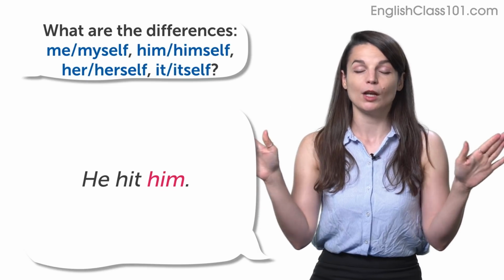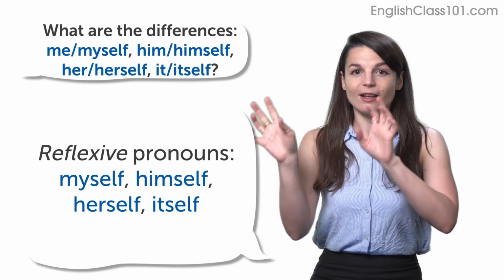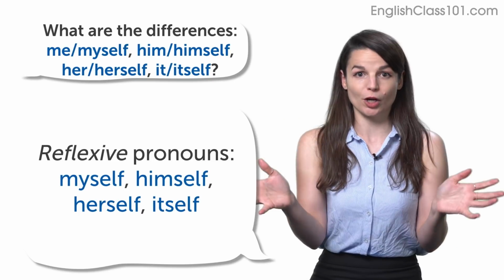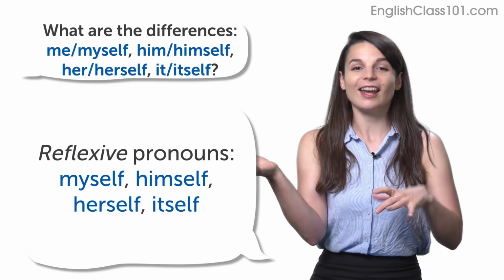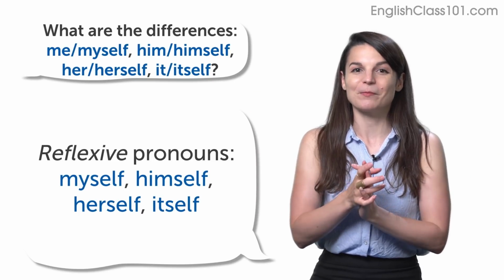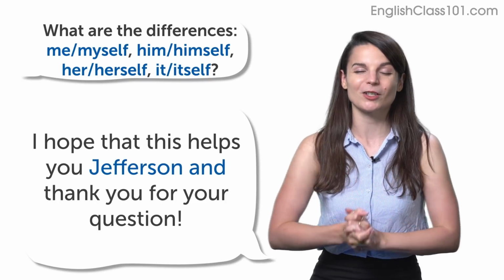He hit him. So the point is, these words, myself, himself, herself, are called reflexive pronouns, and we use them when the subject and the object of the verb are the same. So I hope that this helps you. Thanks very much for the question.